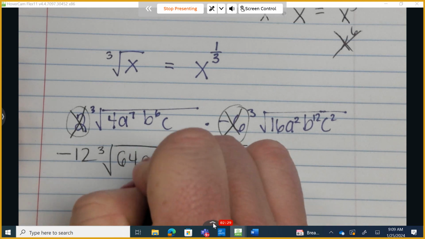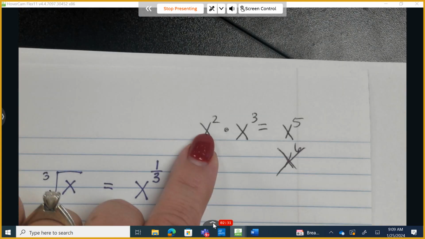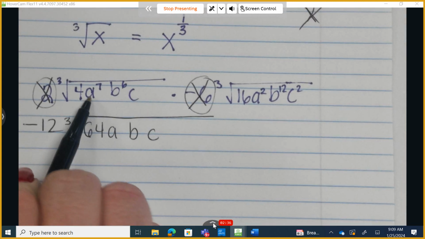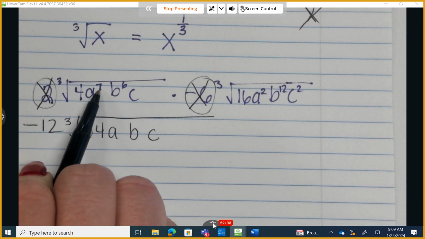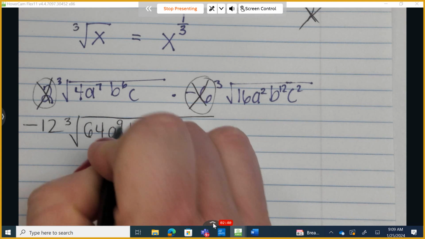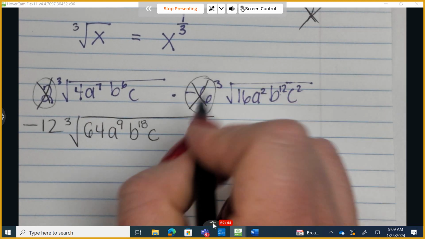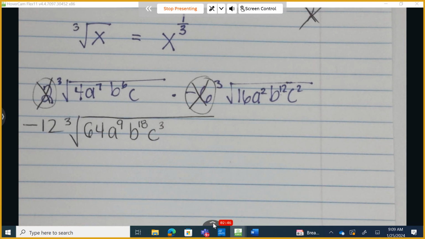Now, when I combine the A's, the B's, and the C's, I'm going to go just like I did up here. Same base and multiply, and I add the exponents. So I have the same base, and I multiply, and I'm going to add. 7 plus 2 is 9. 6 plus 12 is 18. 1 plus 2 is 3.